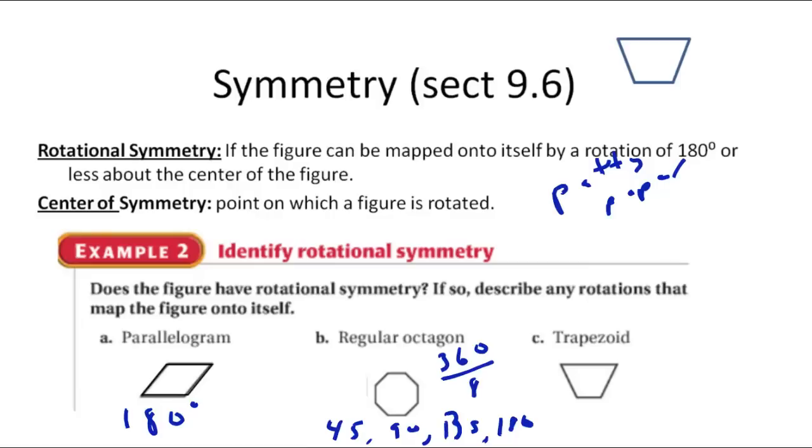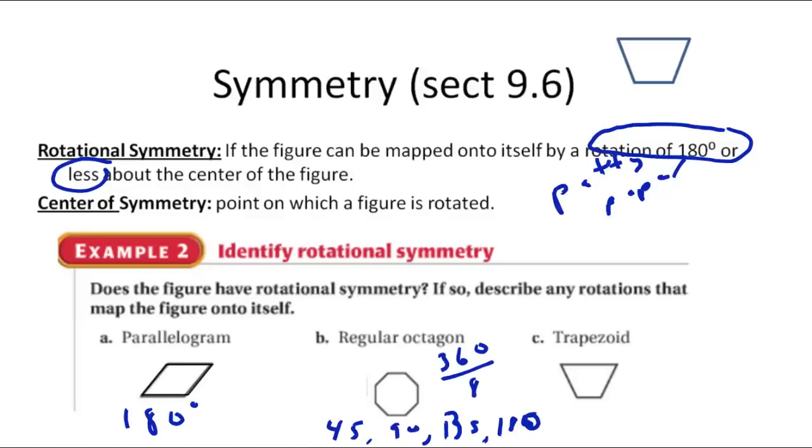I left out a little bit in my directions up here. A figure is mapped onto itself by a rotation of 180 or less. So there can be more than one, like on B, 45, 90, 135, and 180 degrees is what it mapped on.